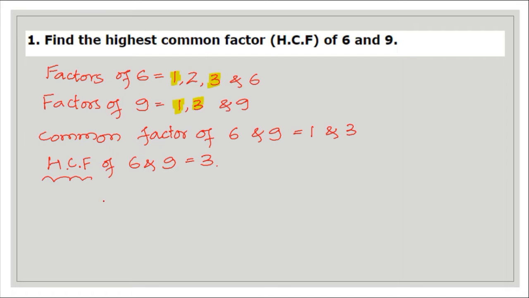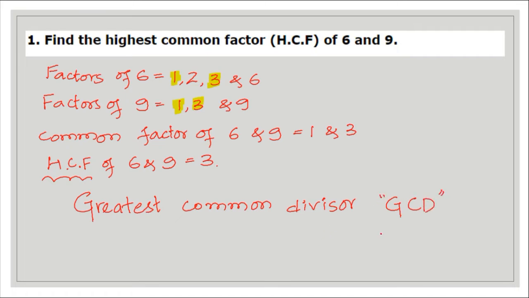This highest common factor is also called as greatest common divisor. It is called as greatest common divisor. In short, it is also known as G.C.D. Remember, greatest common factor and highest common factor and greatest common divisor, these are all same. So highest common factor of given numbers will be the greater number which divides all the numbers without leaving a remainder.